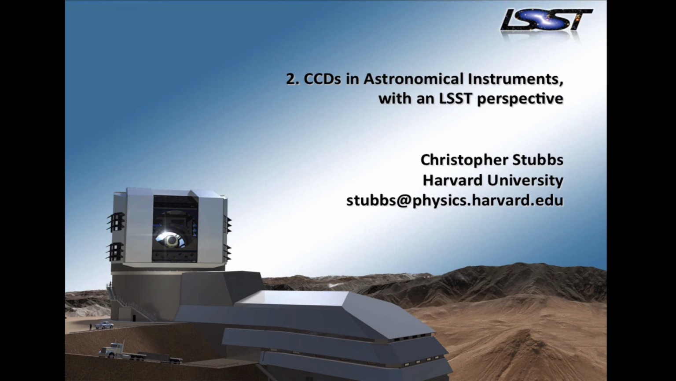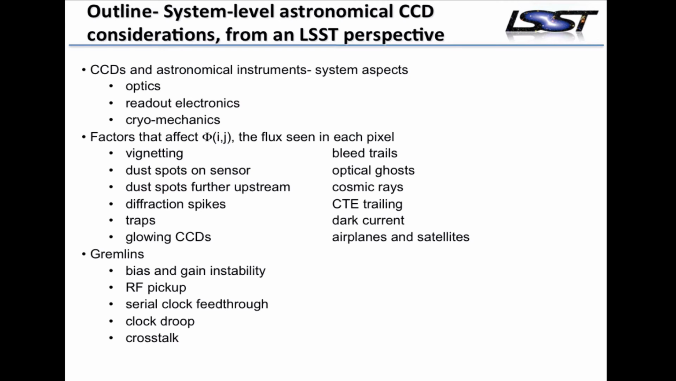This is the second module in a series on CCDs and image processing, and this particular module deals with CCDs in astronomical instruments. We'll talk about the system aspects, how the optics work. We'll talk in some detail about readout electronics and very briefly about cryomechanics in the Dewar.